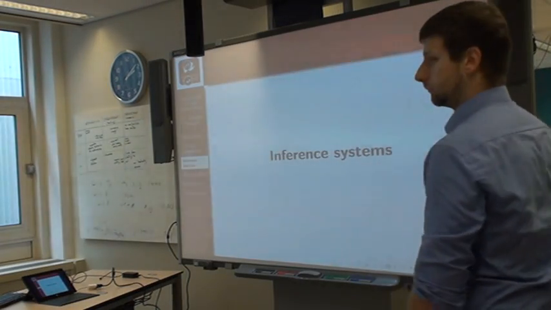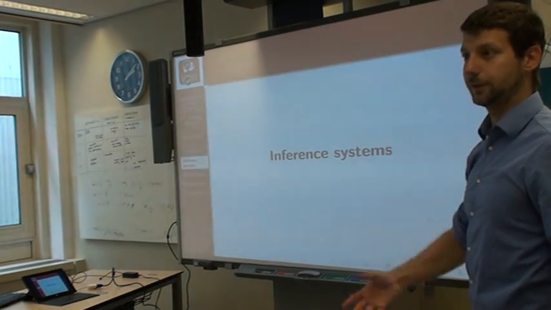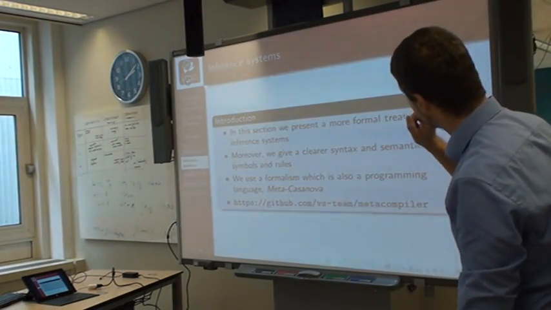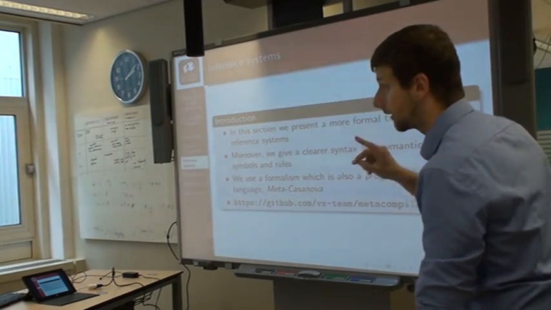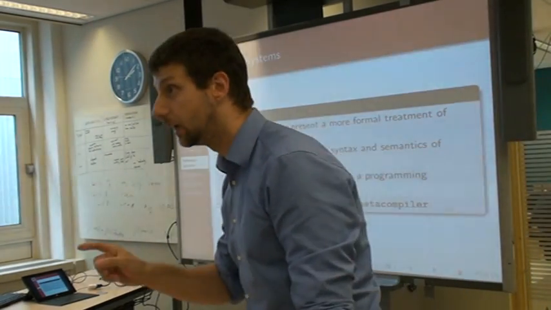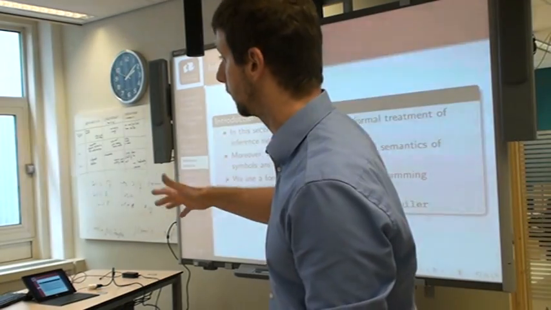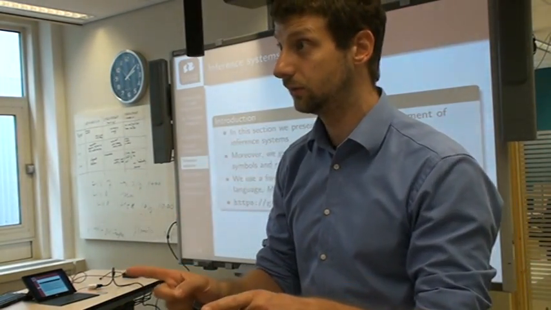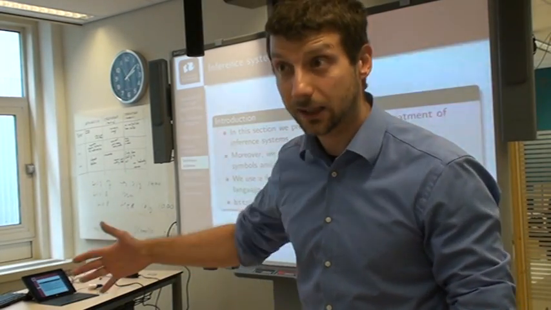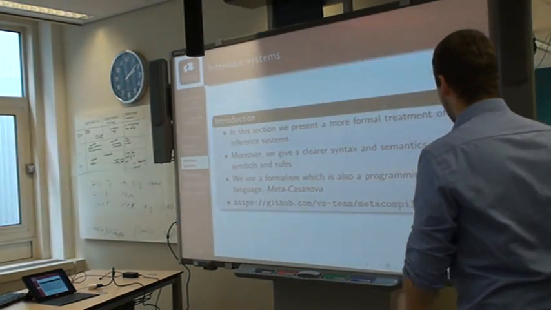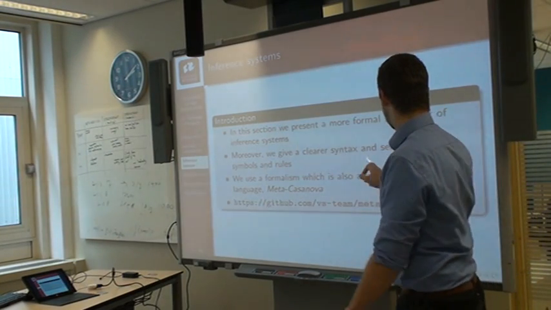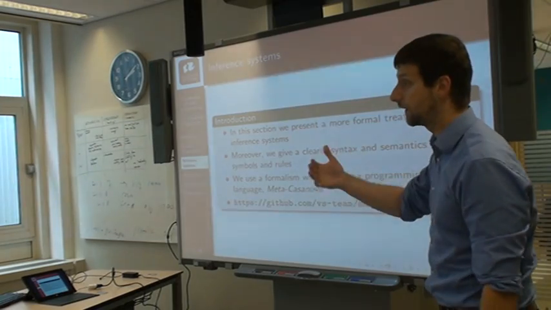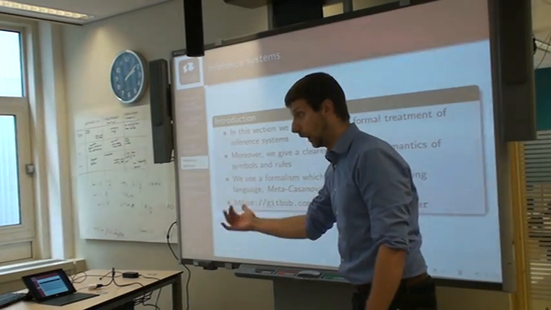Good. This was not very formal, but hopefully intuitive enough. Now, in this section we will present a more formal treatment of inference systems. So we will see how we can do the very same or a similar thing to what we just did, but without having to use words. Just with symbols, with a clear meaning. We shall give a clearer syntax and semantics of symbols and rules. So we specify exactly how you would define your symbols, how you would define rules.